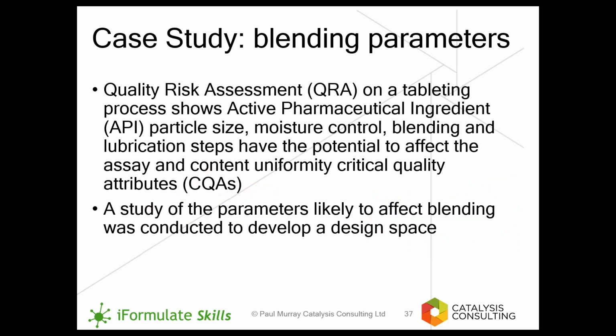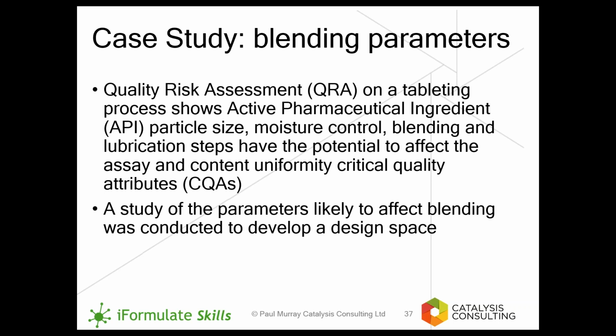So going to the case study, here we're looking at blending parameters and how they actually affect the uniformity of a material. So this is a pharmaceutical application, so some of the terminology may not be familiar to you, but we first of all start with a quality risk assessment. And this is looking to try and see what factors or parameters could actually affect the quality of the material. So we want to deliver the right material and the right quality every time. So what could actually affect that?